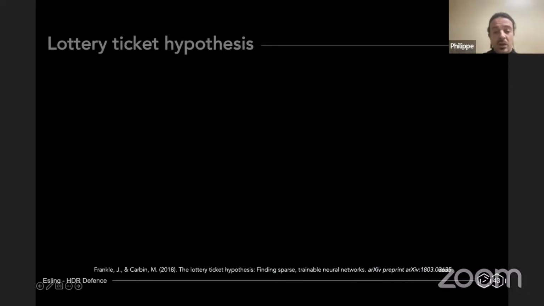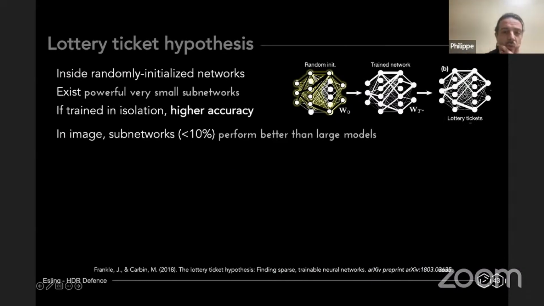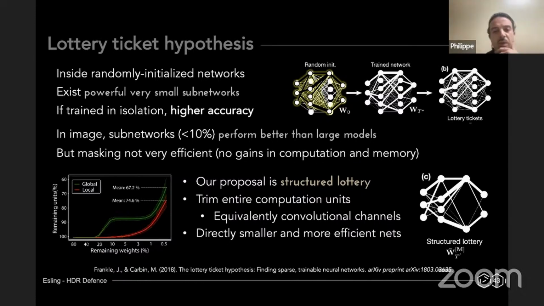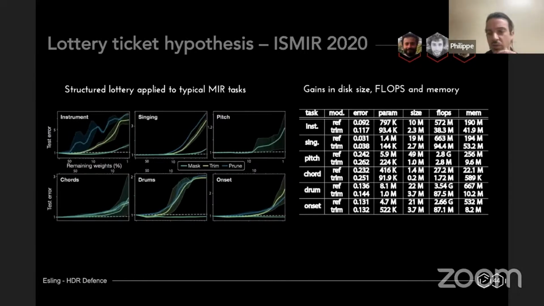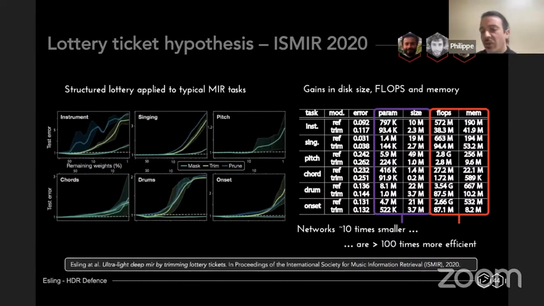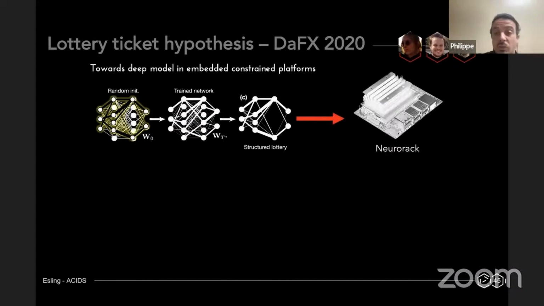Okay, and so yeah, I just wanted to say also the weird stuff I talked about on the lottery ticket hypothesis is also something we applied these past years to music information retrieval, where we can have networks 10 times smaller that are 100 times more efficient, and you actually get even better errors in some cases. So it's really, I think, kind of a proof that we can get lightweight models instead of huge crazy models. And we try to apply that for constrained platforms.